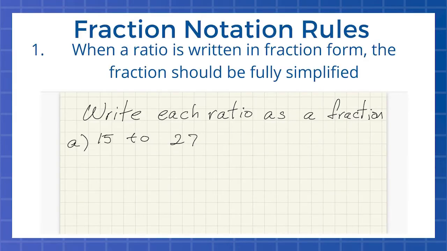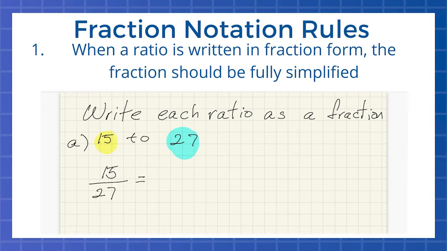Ratio as a fraction. In order to write the ratio as a fraction, I need to identify which one will be the numerator. Then this one here in yellow will be the numerator. And I'm going to put it in blue for the denominator. Now I can write down my fraction. My fraction will be 15 divided by 27.